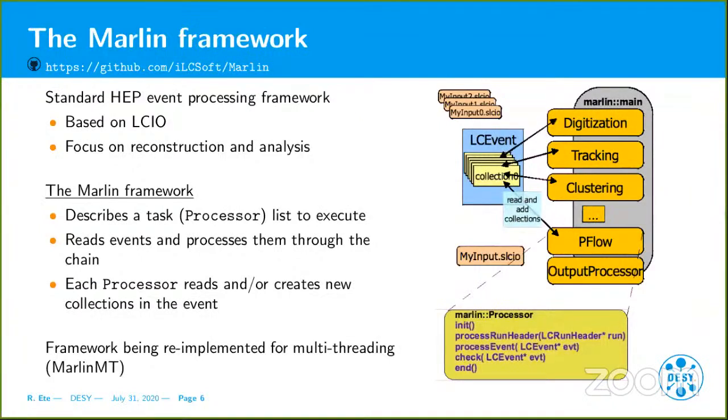For the reconstruction framework, we use Marlin. It's a very standard HEP event processing framework. It's based on LCIO, which has a strong focus on reconstruction and analysis. So this is what you can see on the right, the working principle. We describe a task list, a task being what we call a processor. It's the little boxes: digitization, tracking, and so on. We just read events from the file and process them in an ordered way and populate the event with new data step by step. Very recently, there was an effort to re-implement this framework towards multi-threading usage also. It's called Marlin MT. It was used at ICHEP actually a year ago.